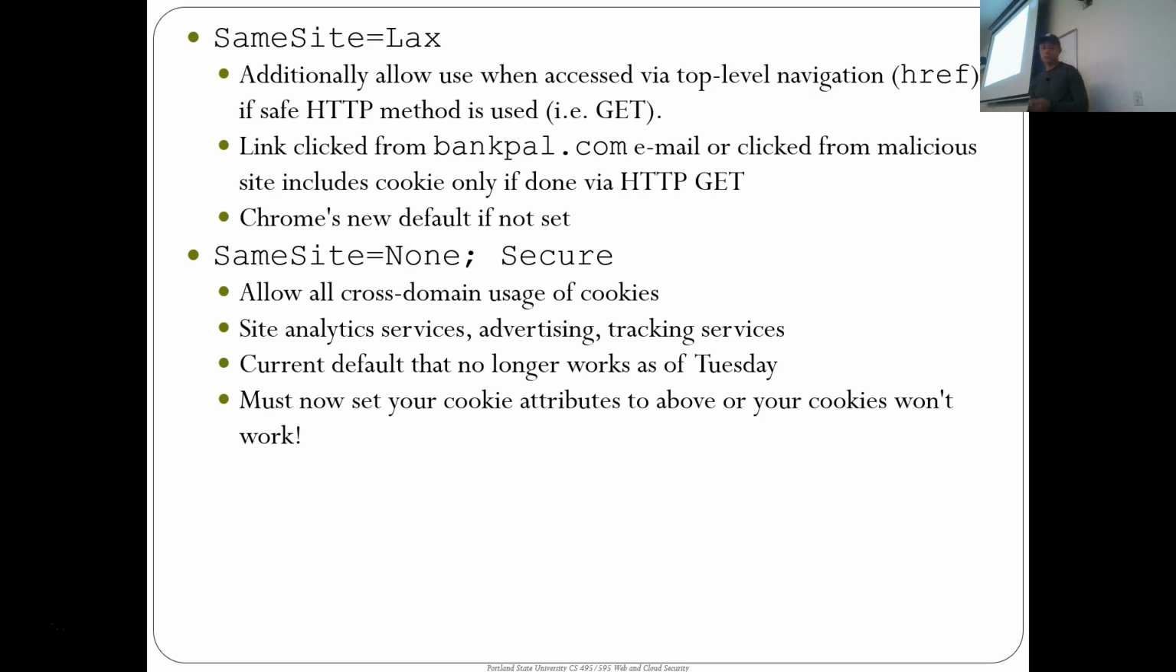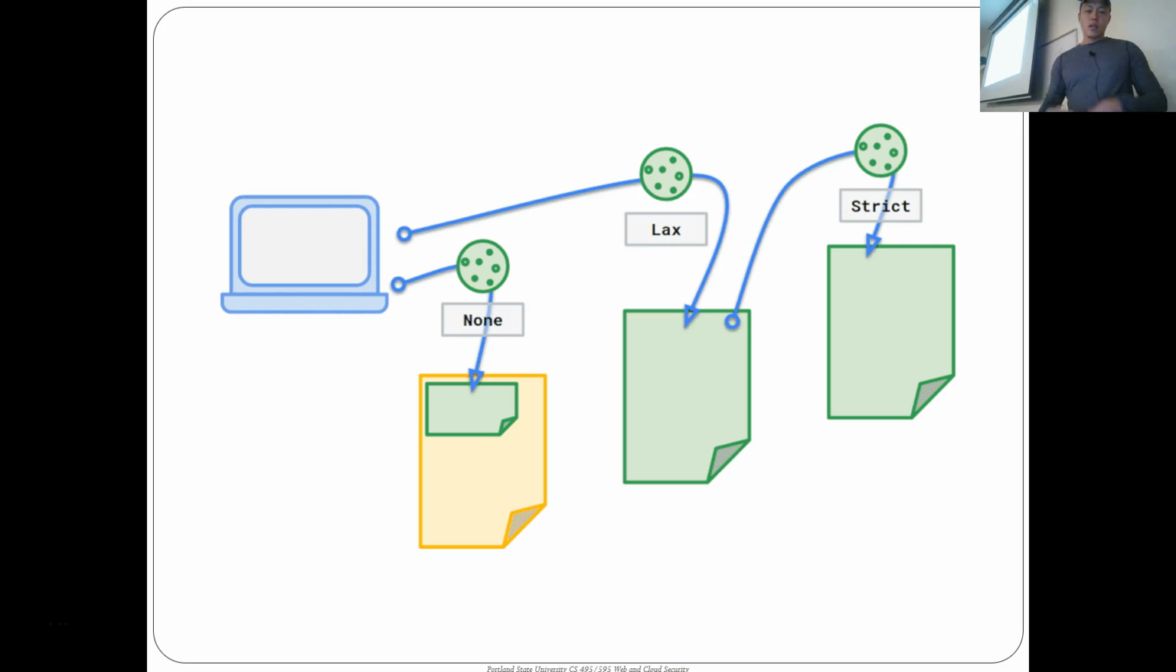Okay, all right, so this is a picture of what these policies look like. So the None setting means I can share this cookie whenever I'm on this orange page and I need access to the green cookie because I have a green embedded object. That is the current thing that's allowed.